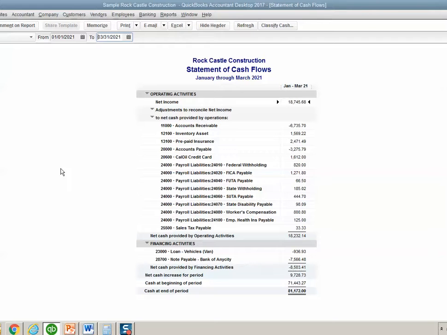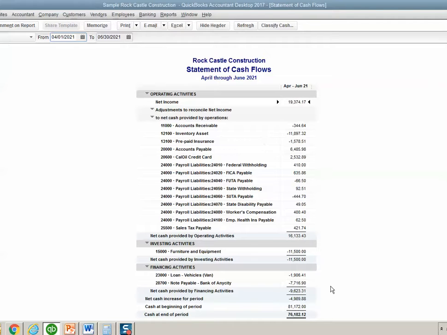On March 31st, they had $81,172 in cash. You can see that during the first quarter of the year, they saw an increase of $9,729. Now let's run the same report for the time period of April 1st through June 30th. So we'll change the end date to June 30th and the starting date to April 1st and hit refresh. The second quarter of the year, Rockcastle Construction experienced a cash flow reduction of $4,990.